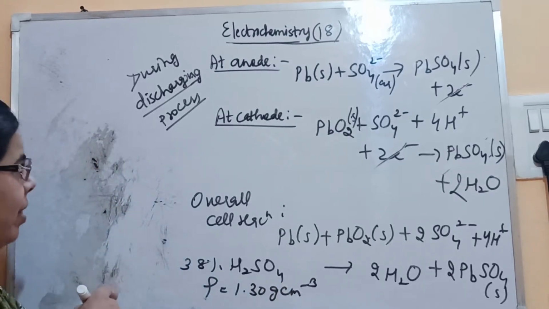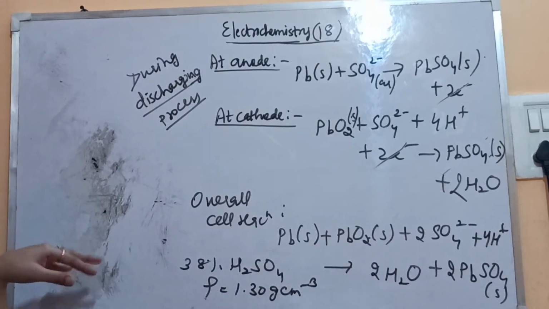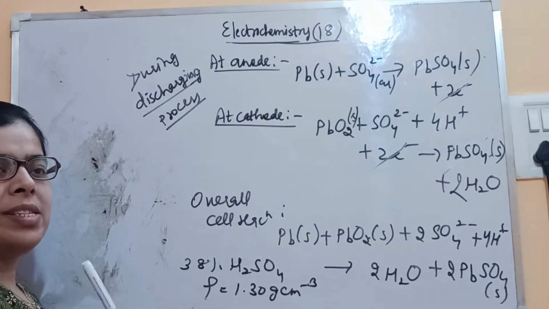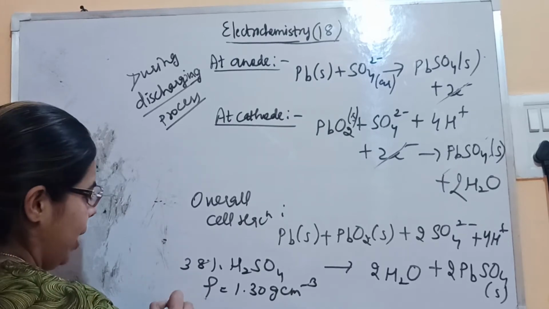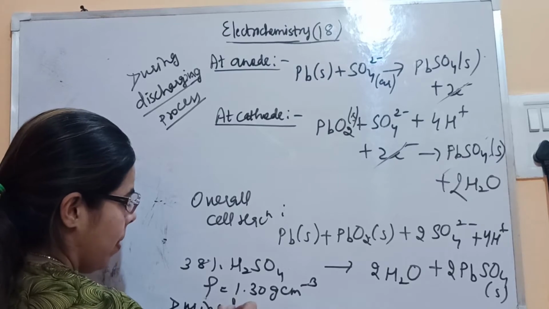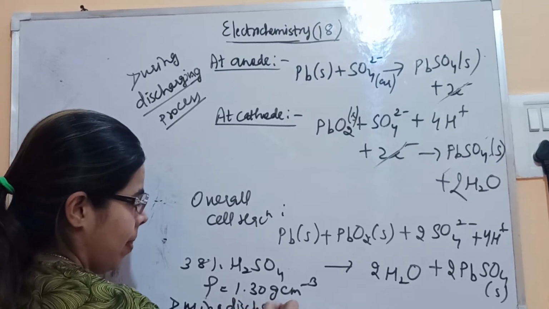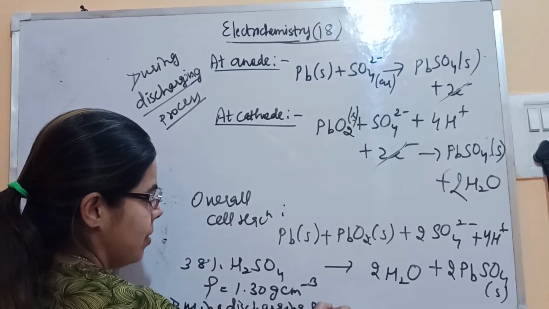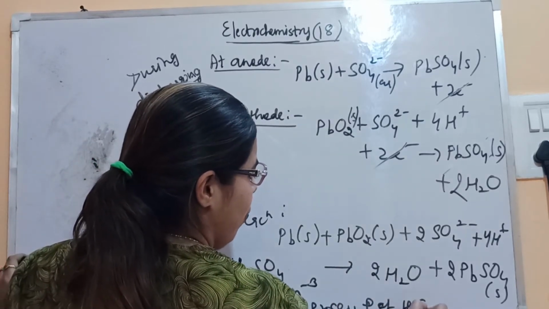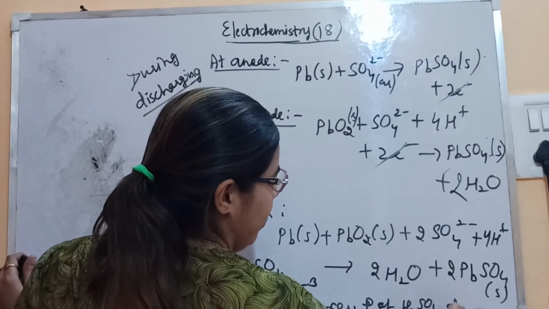Now when the discharging process is taking place, what will happen is that the electrolyte is getting used up, so its density also falls. During the discharging process, the density of H2SO4 decreases.